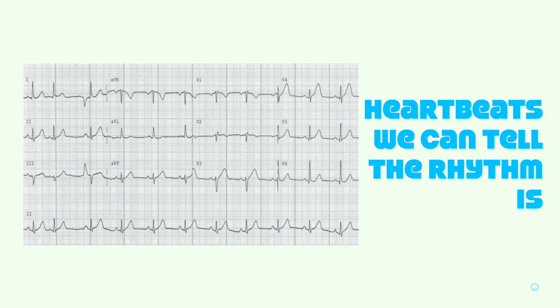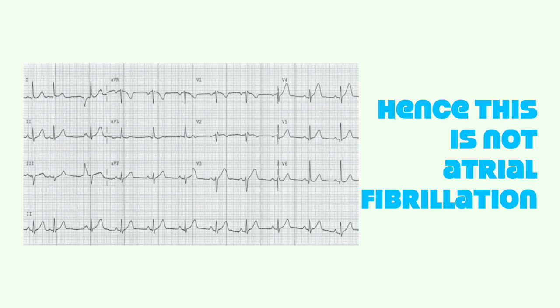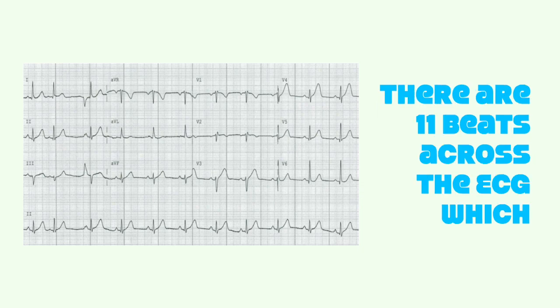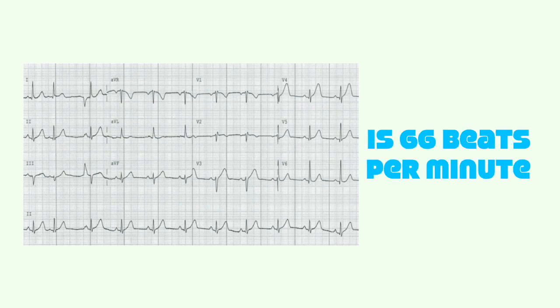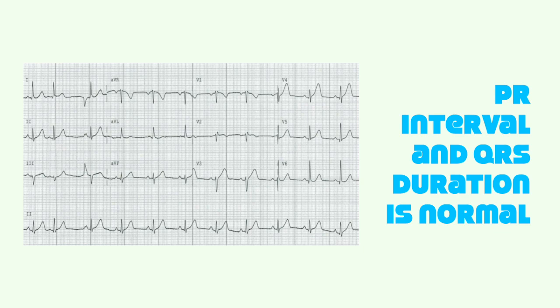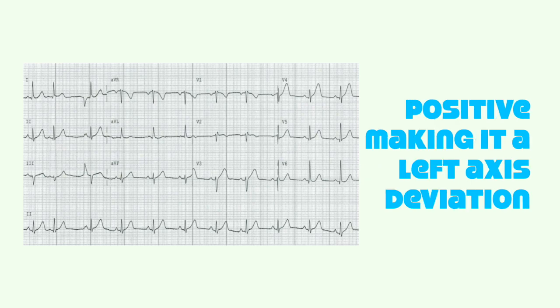Just by looking at the first 3 heartbeats, we can tell the rhythm is irregular here. However, P waves are present, hence this is not atrial fibrillation. There are 11 beats across this ECG, which is 10 seconds long, hence the heart rate is 66 beats per minute. PR interval and QRS duration is normal. Lead 3 is negative, with 1 and 2 being positive, making it a left axis deviation.